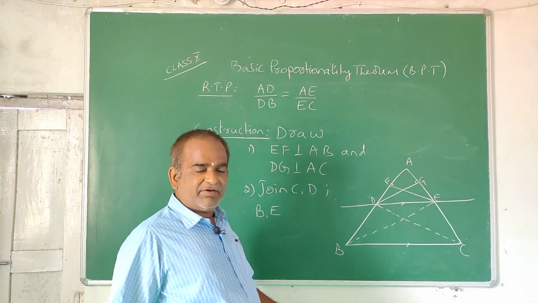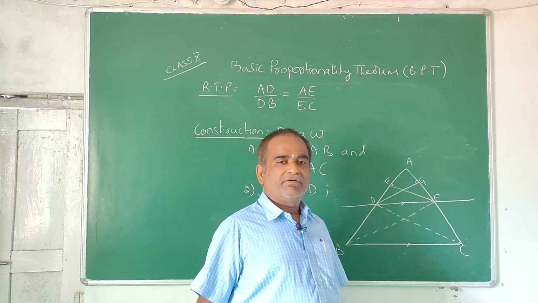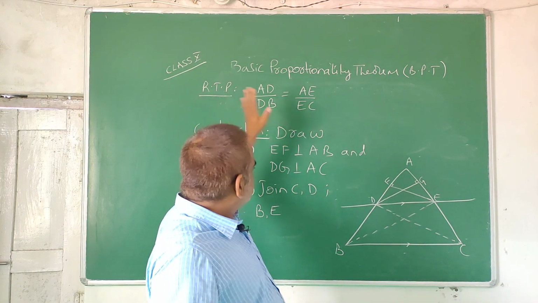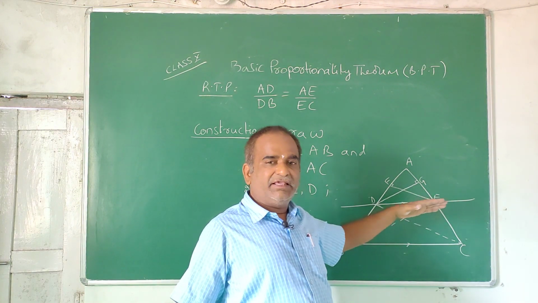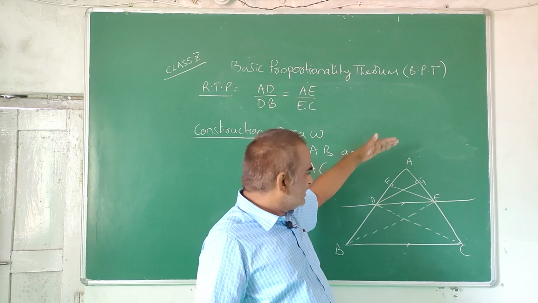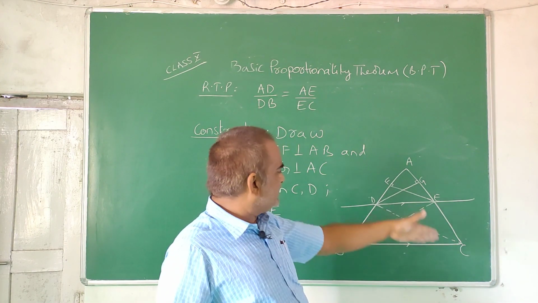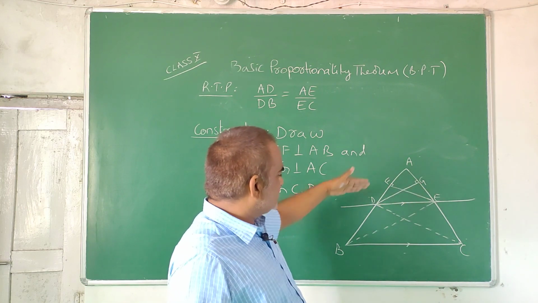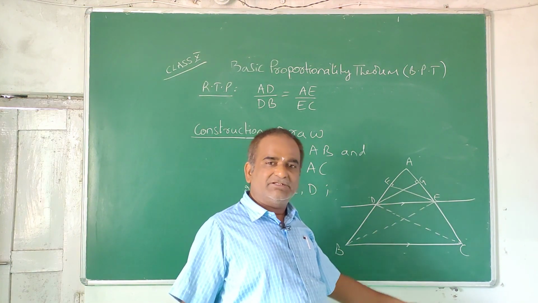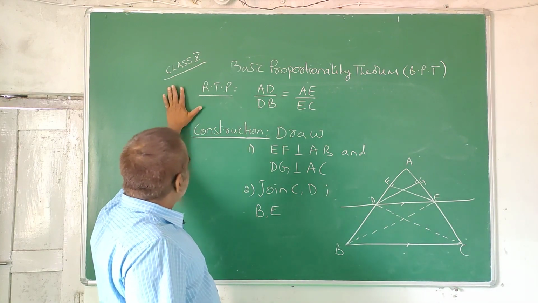So dear students, we have written the given of BPT. Now what are we supposed to prove? The drawn line DE divides the two sides in the same ratio. That means AD by DB is equal to AE by EC. The line which is intersecting the two sides divides the two sides in a constant ratio. That means AD by DB is equal to AE by EC. That's what we are required to prove.